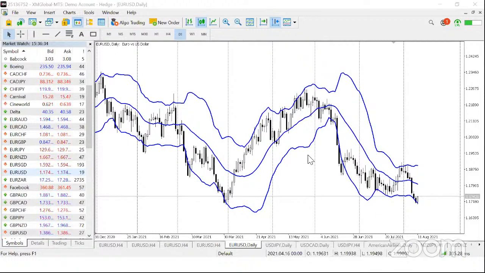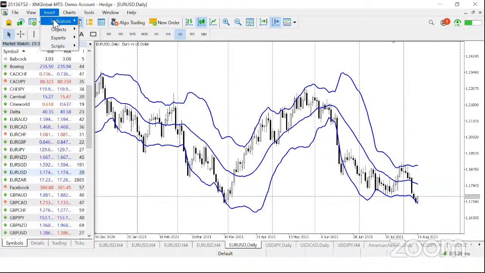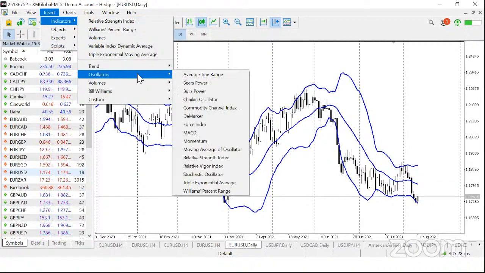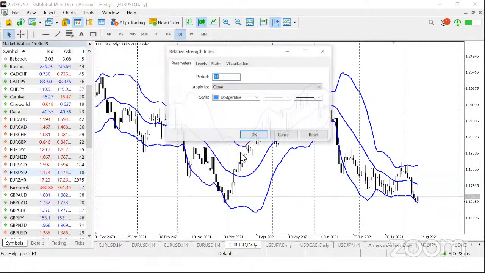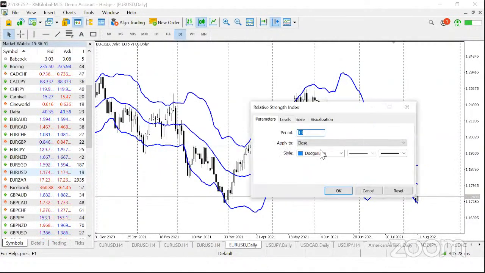Alright. So, our Bollinger Bands are clear. Now let's put in our RSI. You can get the RSI here: Insert, indicators, oscillators, and then RSI, the Relative Strength Index. Once you open that, again, it's going to ask you for some settings. Just leave it at default. The 14 period is okay. Apply to close and click OK.